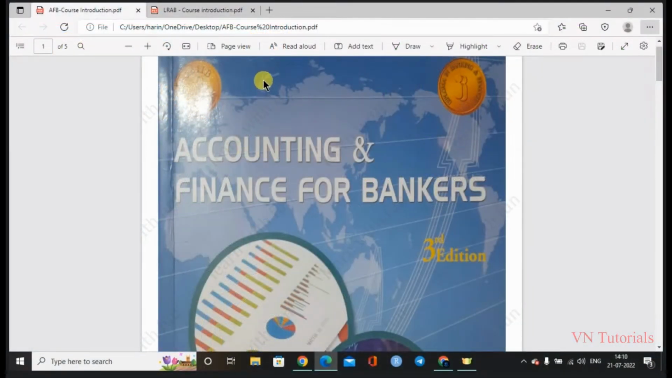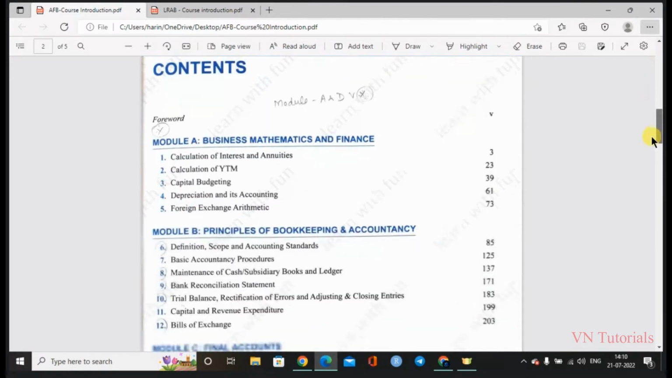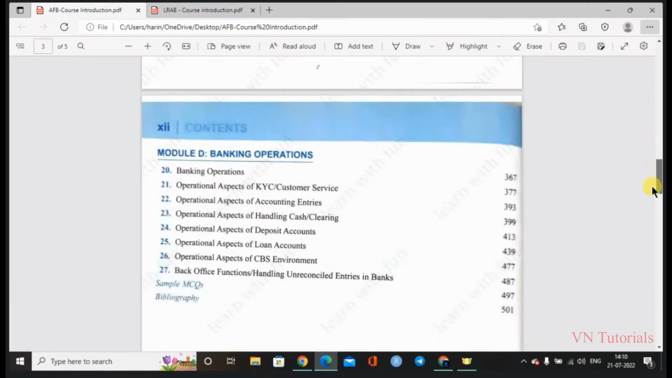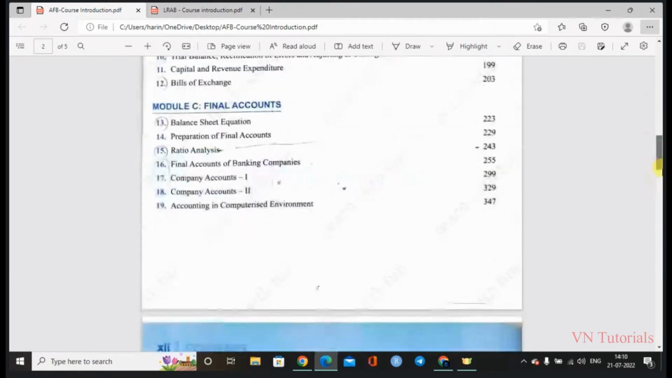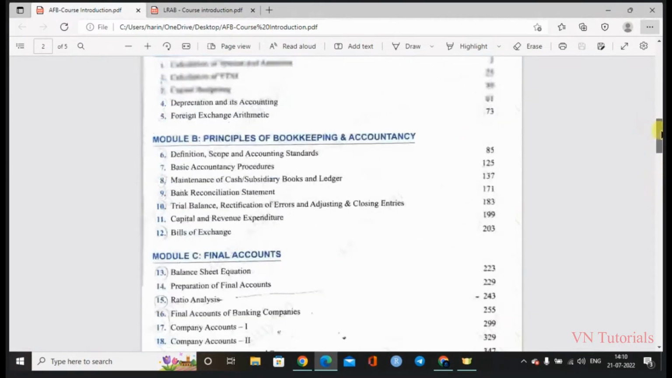In this session, we are going to see the overall contents of the second paper, that is AFB, or Accounting and Finance for Bankers. This paper contains only 4 modules, that is Module A, Module B, Module C and Module D. This is going to be an accounting paper.